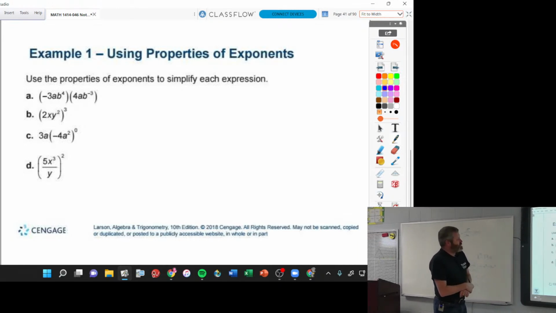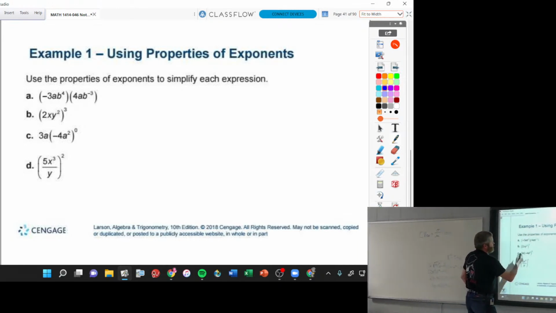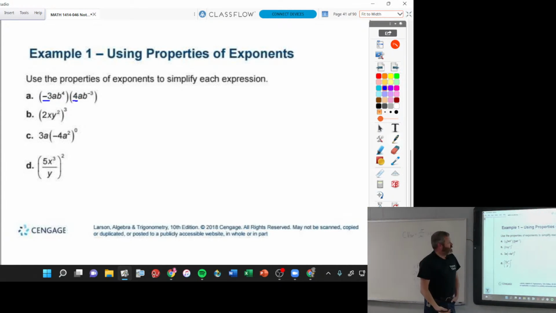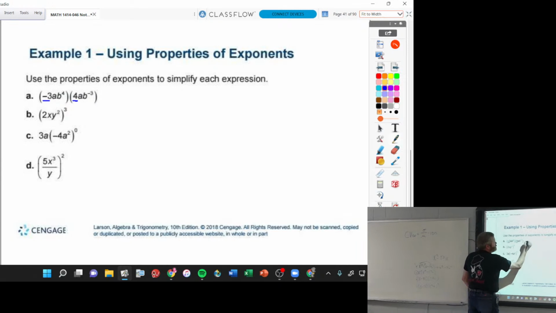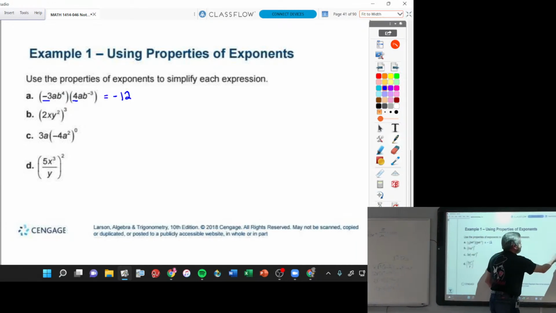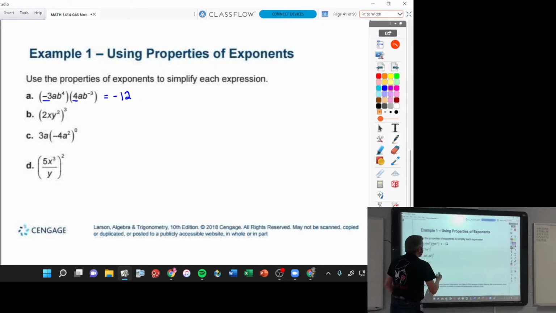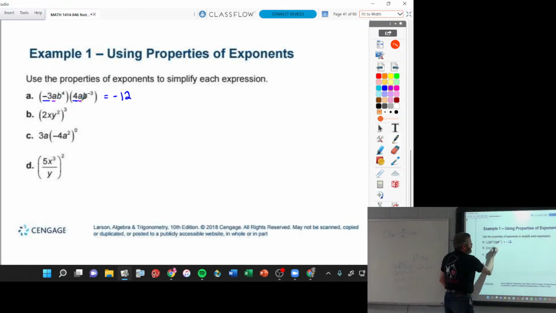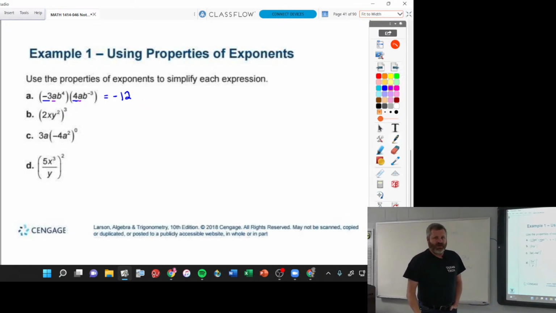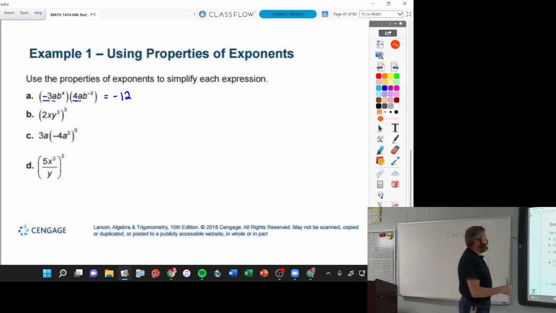What we do there is we look at it piece by piece. Negative 3 and 4, well, that's just two numbers. We can multiply those together. Negative 3 times 4 would be negative 12. The next thing I have is a times a. You don't see an exponent there, but the exponent is a 1. So I have a to the first times a to the first.